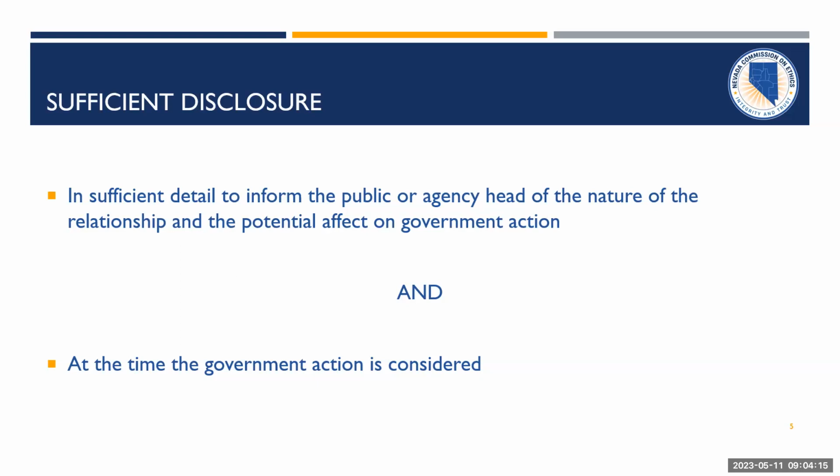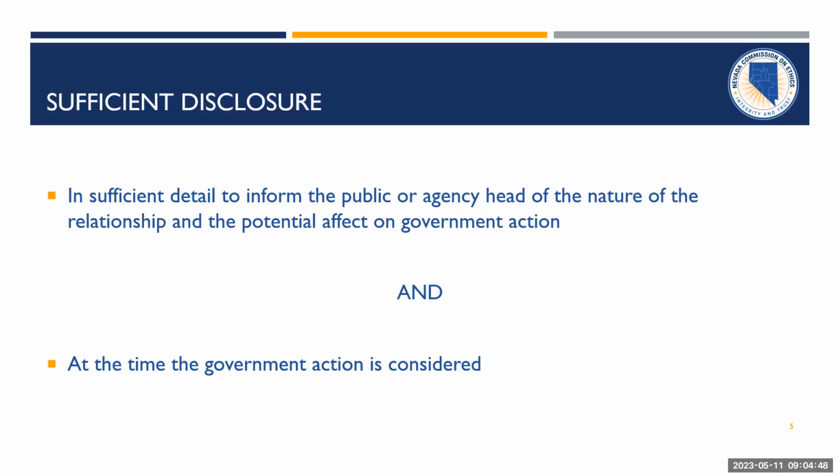The ethics law requires certain detail to be in the disclosure. In order to be a lawful disclosure, it has to be in sufficient detail to inform the public, if it's in a public meeting, or your agency head, of the nature of the relationship and the potential effect on government action. So if you think back, the health inspector can't just say, oh, I have a conflict of interest on my list of inspections, I'm going to go out and do them, and we'll catch you later. No, you have to say, this restaurant is owned by my daughter, and it appears on my list of inspections. You have to give specific detail.